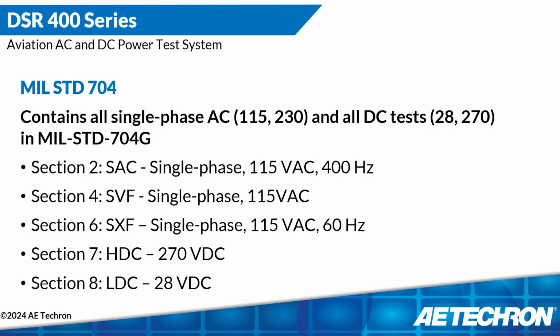The DSR 400 adds complete coverage of MIL-STD-704. The DSR 400-80 and 400-160 contain all single-phase AC and DC test levels in MIL-STD-704G, as well as most test levels from prior standards. This includes single-phase 115 volt, 270 volt DC, 28 volt DC, and frequencies from 360 to 800 hertz.